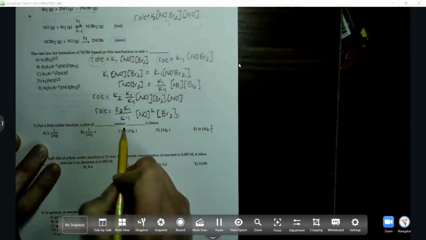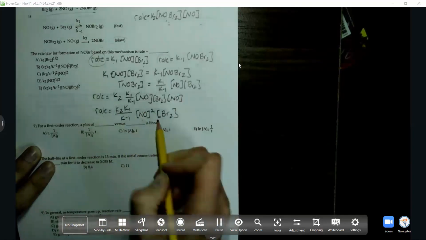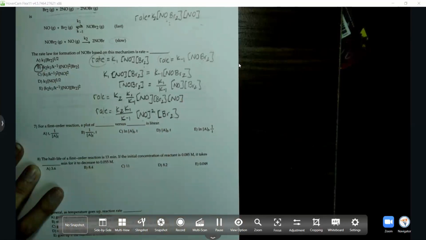Okay, so rate is equal to k2 times k1 divided by k-1 times [NO2]² times [Br2], the concentration of Br2. So we're going to look for that. And then let's answer letter B.